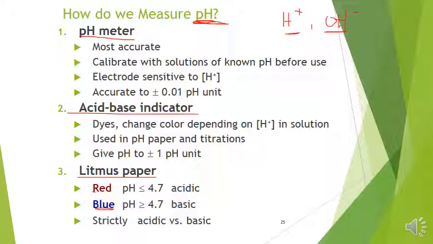So if you have red paper and you put it in the acid, it'll stay red. But if you have base, it'll turn blue. For blue paper, if you have acid, it'll turn red. And if you have base, it'll stay blue. So the red and blue paper will give you the same result. Now all it basically does is tell you if you have acid versus base.